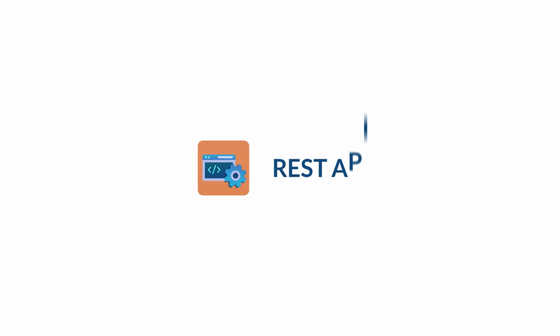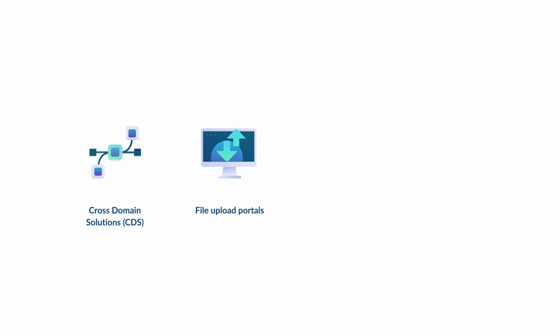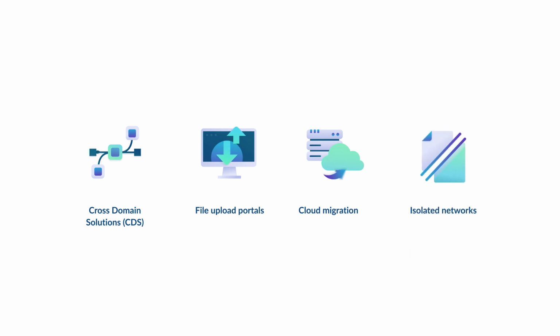Let's look at some examples. The Glasswall REST API can be used to supercharge the file protection capabilities of cross-domain solutions, secure file upload portals and business applications, process large storage containers at lightning speed, and clean files in isolated and air-gapped networks.